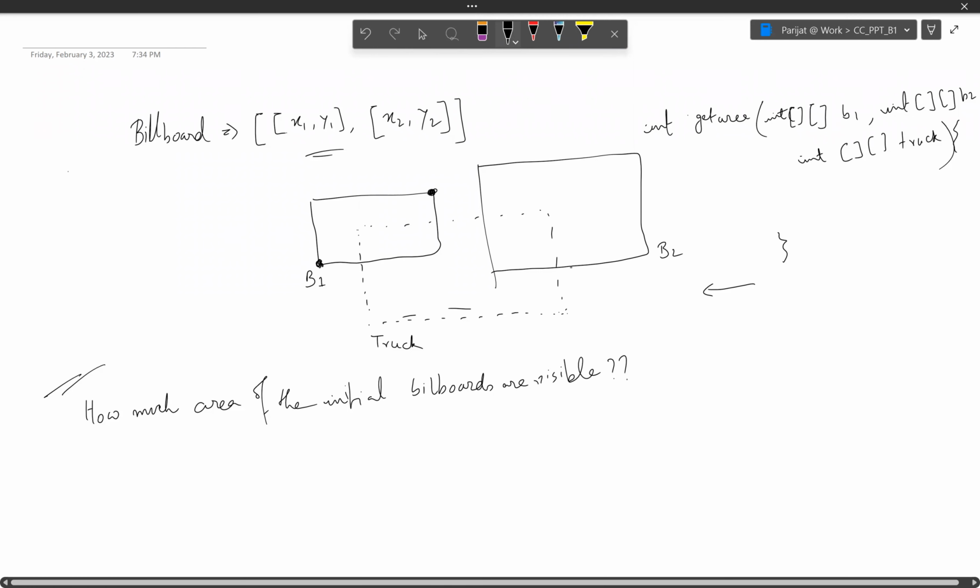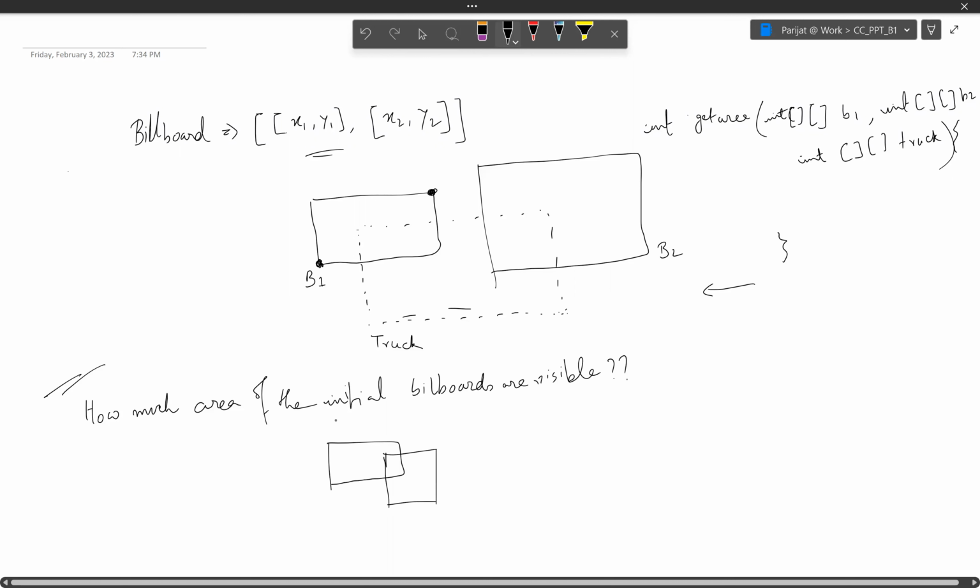Okay, the problem can be also a bit different. If we have to find out whether the truck is even interfering with any of the billboards, how can we do it? So a simpler problem would have been that you have two rectangles in a 2D plane. Can you find out whether they are intersecting or not?